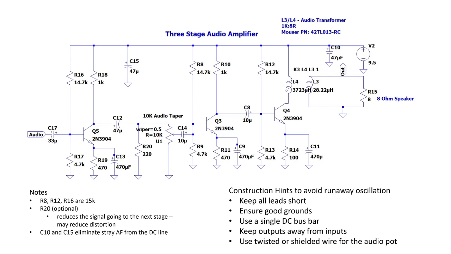So if you can use shielded wire, that would be great for the audio pot, or twisted wire. You'll see that I actually braid the wire to get the twists in there, but you want to have some way of shielding that wire so that it is not producing excess audio or extraneous audio or noise into your circuit. So those are the key points in building the circuit.